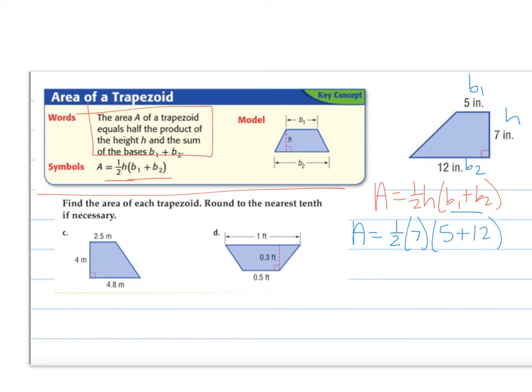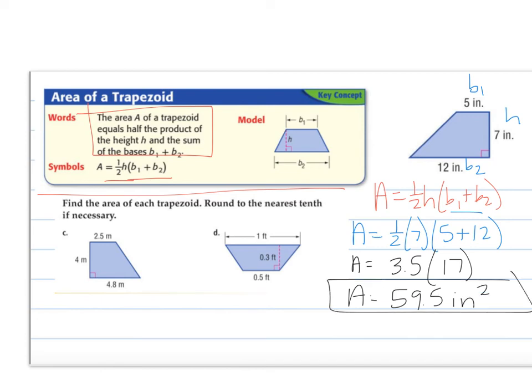This is where it's really important that you show your work step by step. So then I have 3.5, half of 7, times 17. And again, some of you might have done that in a little bit of different order. That's okay. So 3.5 times 17, we get 59.5, again, square inches. So last two, if you're ready to try them, give them a try, and then you're done for the day.